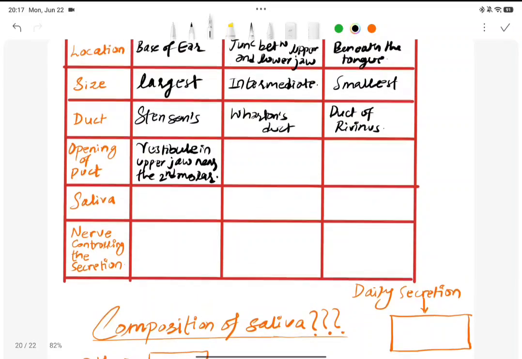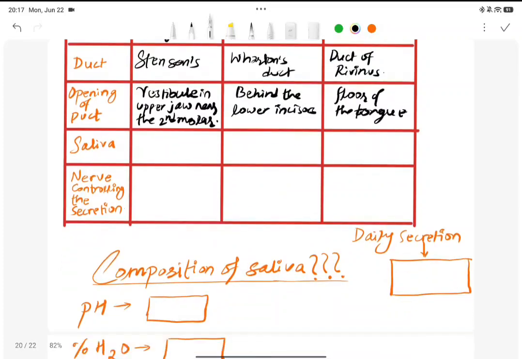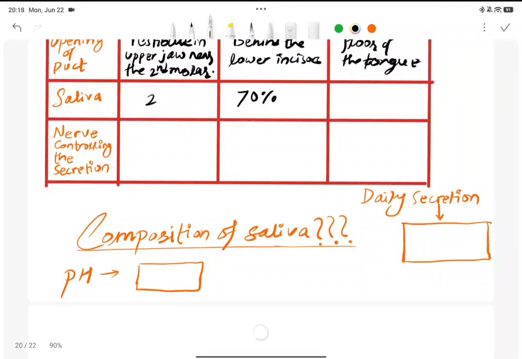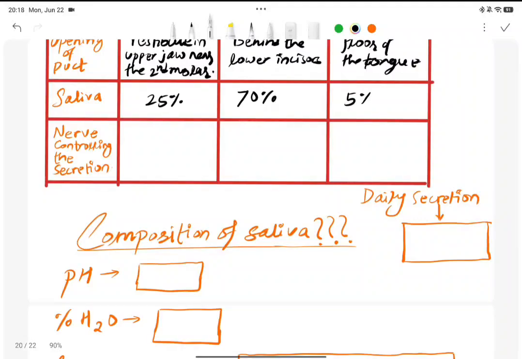second molar. The submandibular duct opens behind the lower incisors. The sublingual duct opens at the floor of the tongue. And as for saliva, the maximum saliva is secreted from the submandibular gland, which is about 70%. The parotid gland secretes about 25% of saliva, and the remaining 5% is secreted by the sublingual gland.